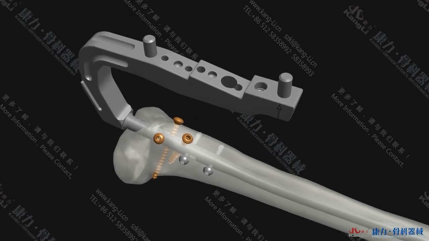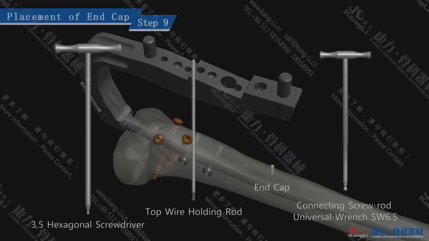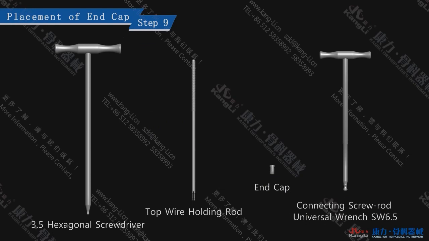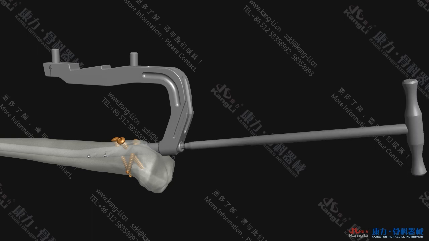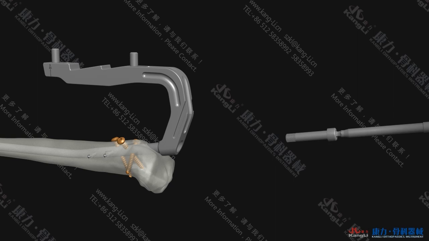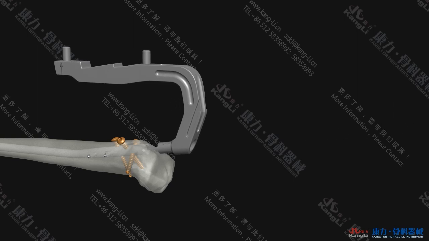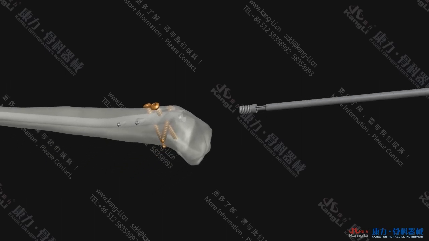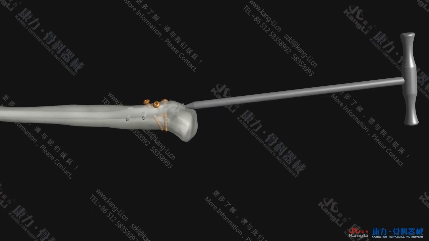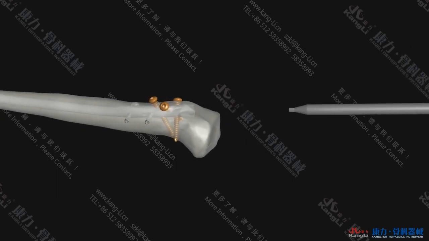Step 9. Placement of end cap. Remove all the non-implantation devices and put the knee joint of the fractured side in flexion position. Install the appropriate end cap with the top wire holding rod and screw in along the tail of the nail of the KTO Tibial Intramedullary nailing system, counterclockwise at first and then clockwise. Then tighten with the 3.5 hexagonal screwdriver, but remember not to tighten enough.